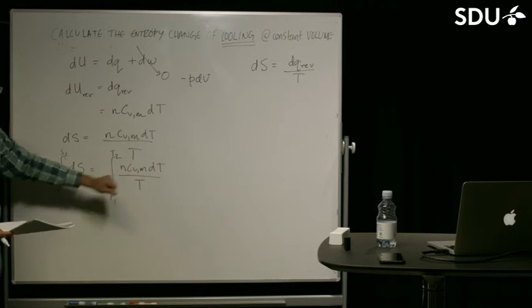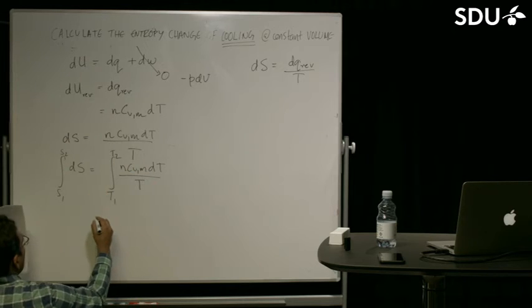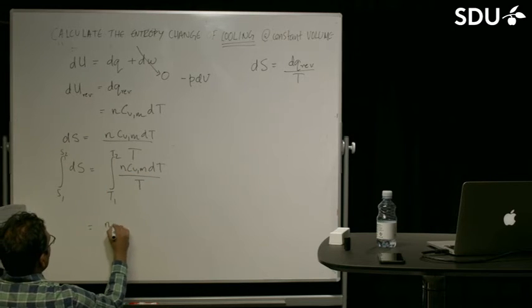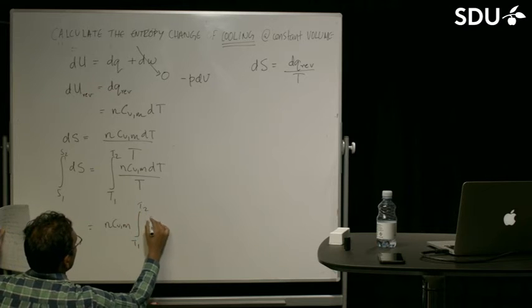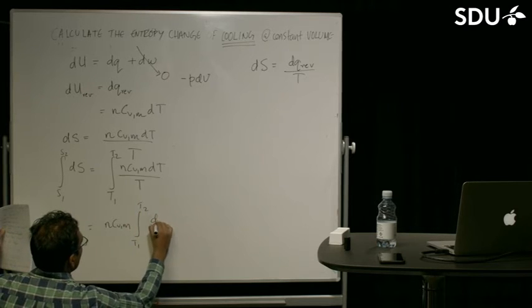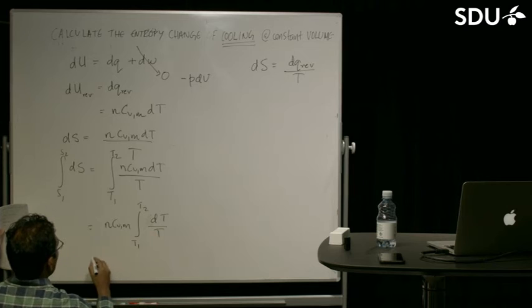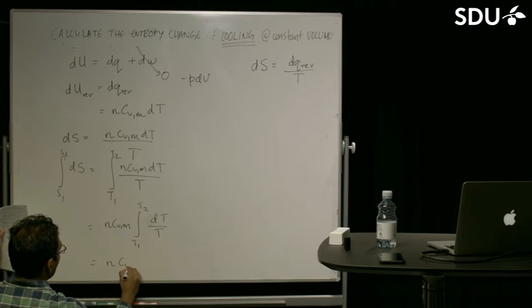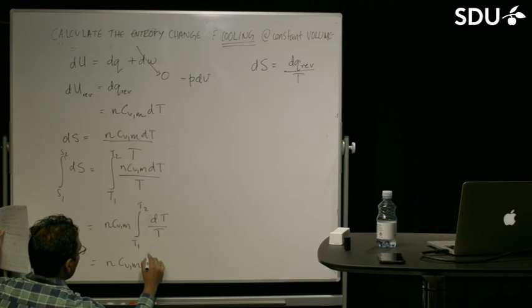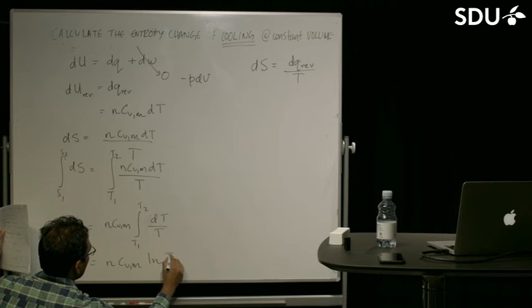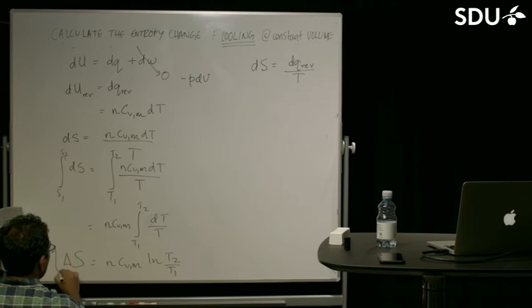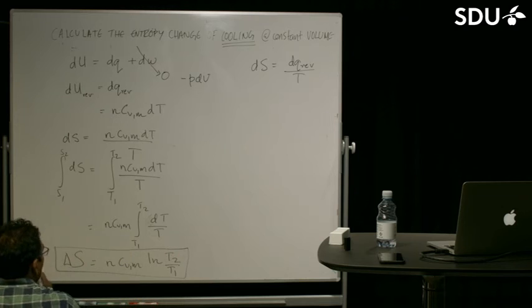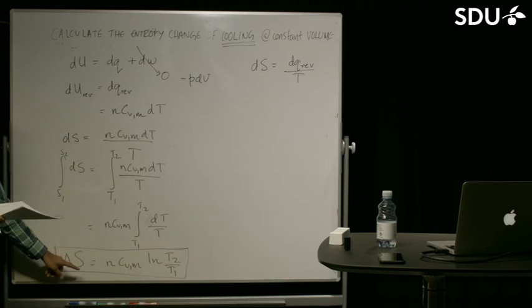N and the molar heat capacity are constants, so they come out of the integral, and you are left with dT by T, and this is equal to the number of moles multiplied by the molar heat capacity multiplied by the logarithm of T2 by T1. So this is the total change in entropy of the system when a system is cooled.